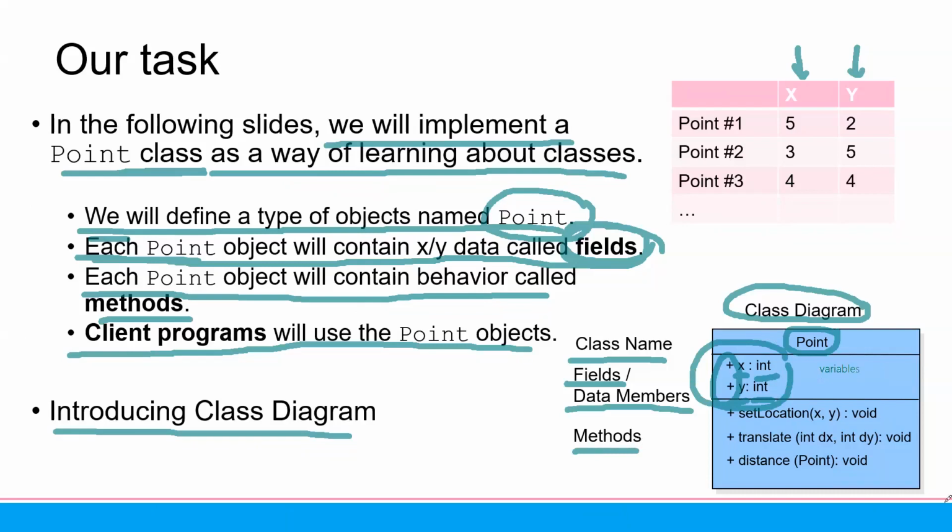Methods can be void. It can be a return value type. And you can also put some kind of parameters. In this case, the method setLocation will have two parameters. The method translate will have two parameters. The method distance will have one parameter. And all of the methods are void. So you can see this kind of method later in the outline in Eclipse.